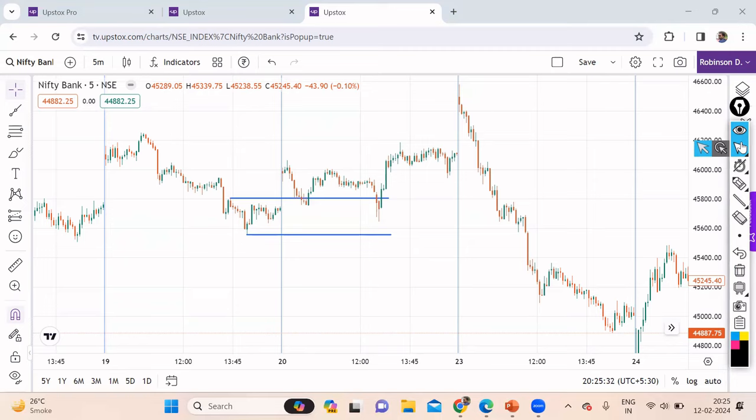So what the market did, you can clearly see the market opened gap up and then it took support here. Then it went up, but it couldn't break the high.